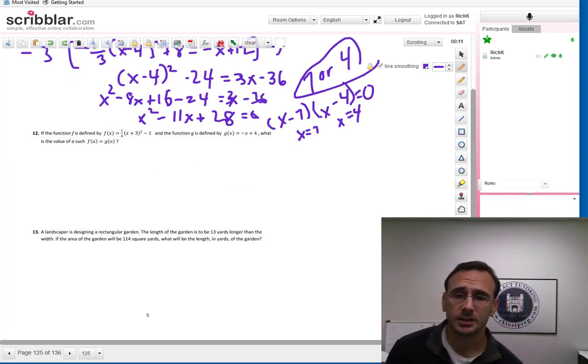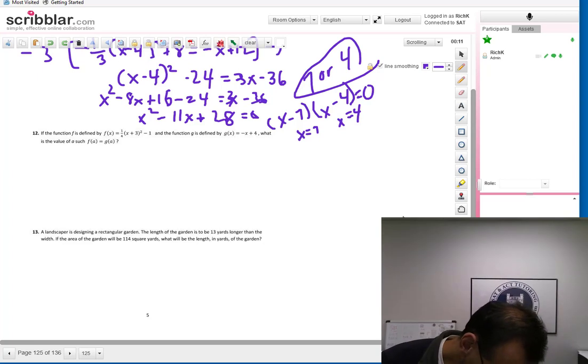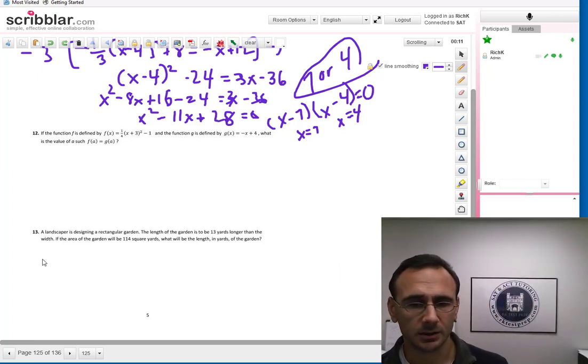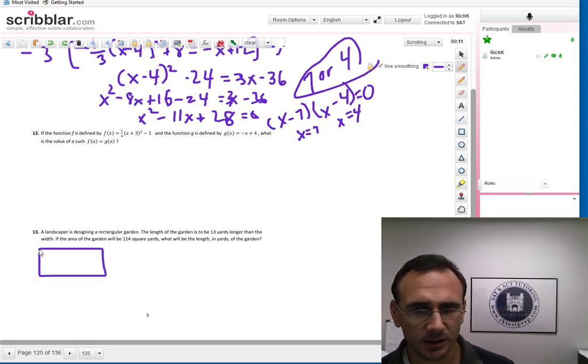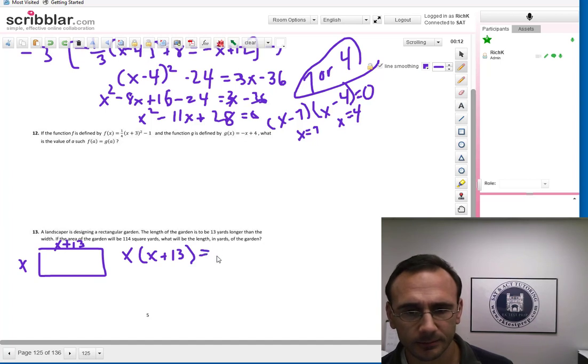13 requires us to set up our system, create it from the garden here. The length is 13 yards longer than the width. So if we call the width x, this is going to be x plus 13. When we multiply those together, that will give us the area. Again, we're going to have an equation with x terms and x squared terms, so we have to get everything to one side, factor, and solve.